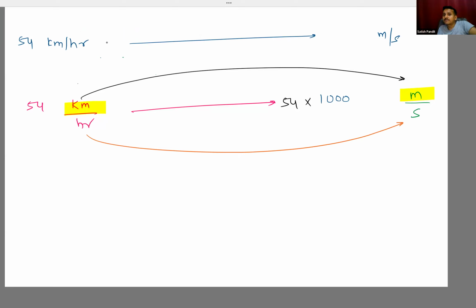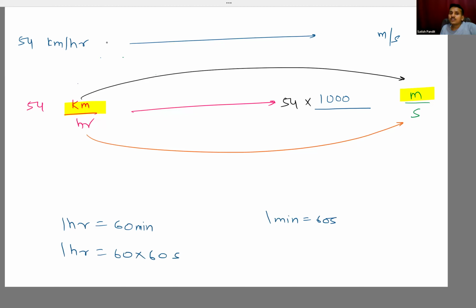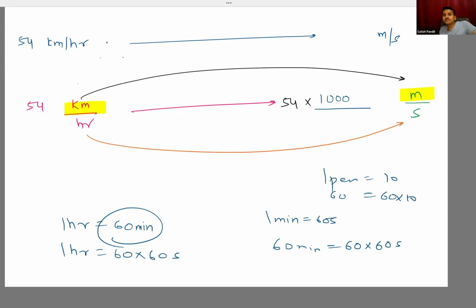And hours to seconds. See, 1 hour is 60 minutes, and 1 minute is 60 seconds. So 1 hour will be 60 into 60 seconds. Yes or no, everyone? Suppose I have 1 pen for 10 rupees. So for 60 pens I will multiply 60 into 10, right? Same thing, 1 minute is 60 seconds, so 60 minutes will be 60 into 60 seconds. And 60 minutes is 1 hour. So 1 hour is this many seconds.